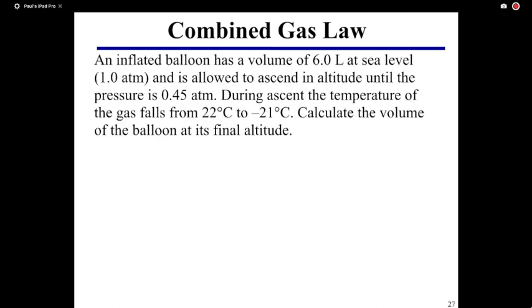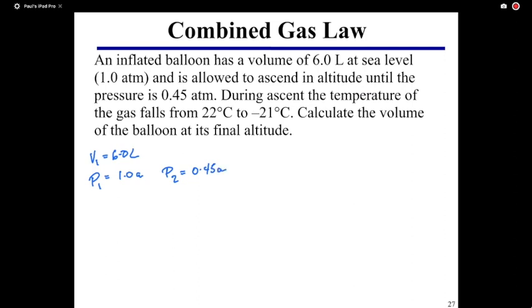All right. First, identify what I have. Okay. An inflated balloon has a volume of 6.0 liters at sea level with 1 atmosphere pressure, and is allowed to ascend in altitude until the pressure is, if that is pressure 1, then this is pressure 2. And now I've gone to 0.45 atmospheres.